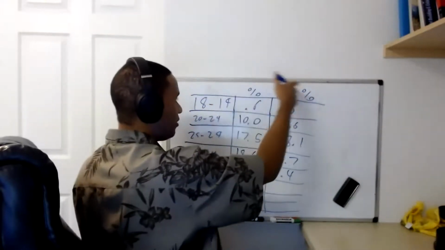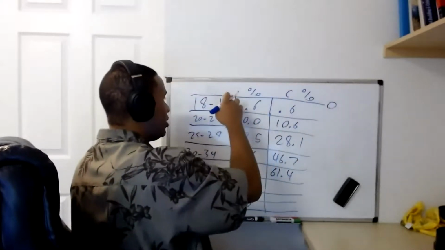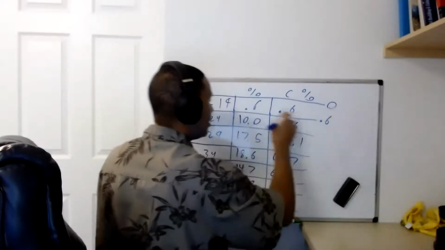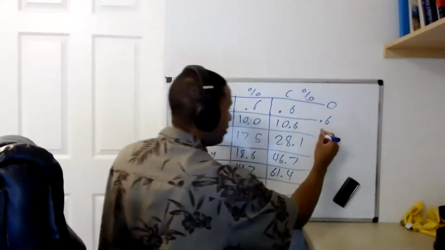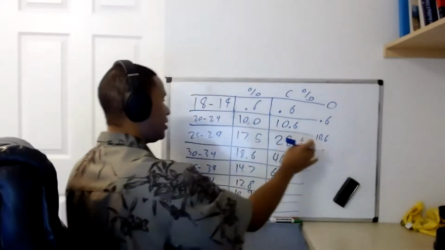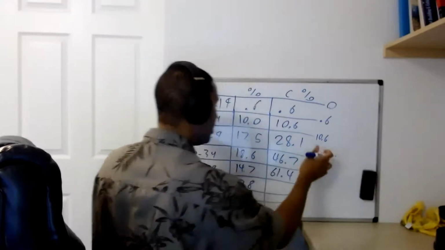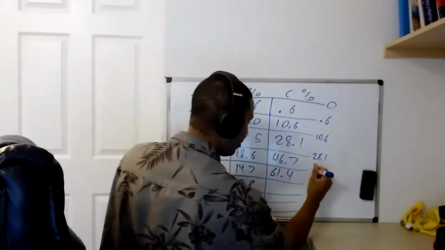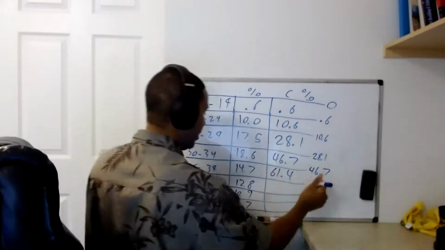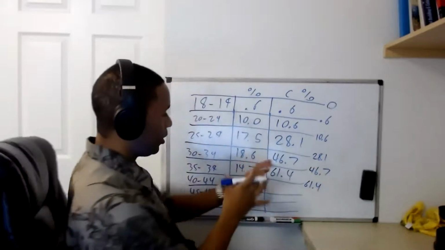Before we get to this category, we have 0 observations in the distribution. So we have 0% of the distribution until we get to this category. And now this line represents 0.6. We add this category, and now we have 10.6. So this line is 10.6. We add this, and we get 28.1. This line represents 28.1. We add the 18.6. This line represents 46.7. And then we add 14.7, and this line represents 61.4.